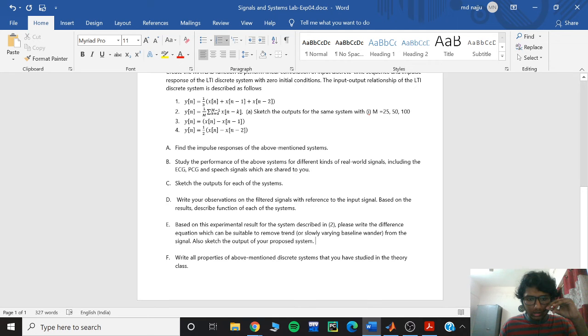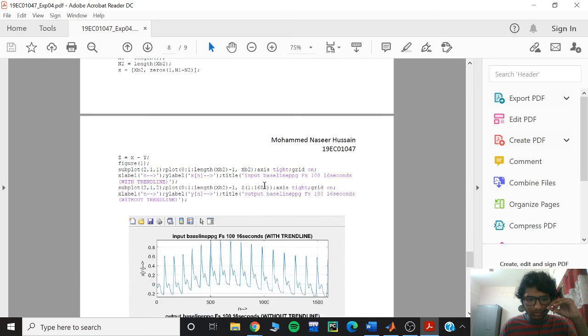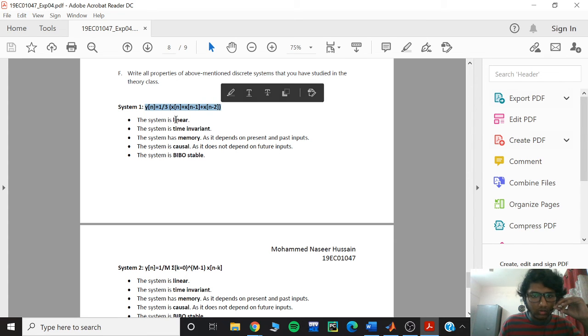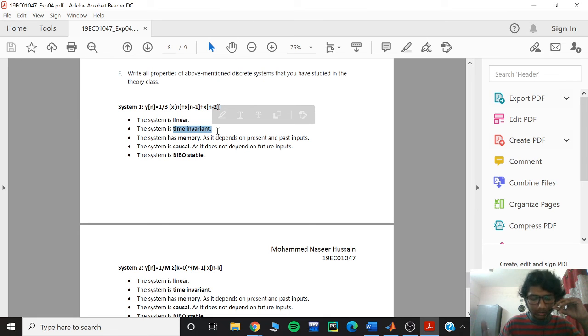And now in the last part, we are asked to mention the properties of the systems. This is the equation for system 1. As you can see, system 1 is linear and time invariant. That is the reason why we are performing convolution in the first place. And we can see that the system has a memory. This is because, as you can see, the current output depends on past inputs as well. So we can say it has a memory.